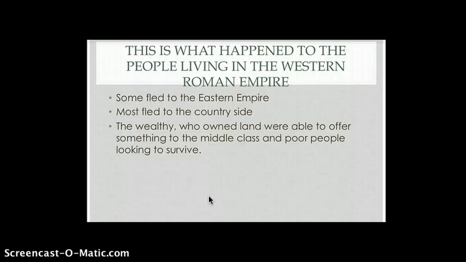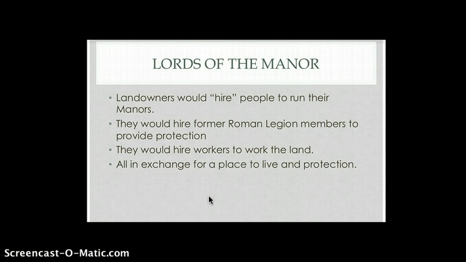Some fled to the Eastern Empire. Most fled to the countryside. The wealthy who owned land were able to offer something to the middle class and poor people looking to survive: the lords of the manor.